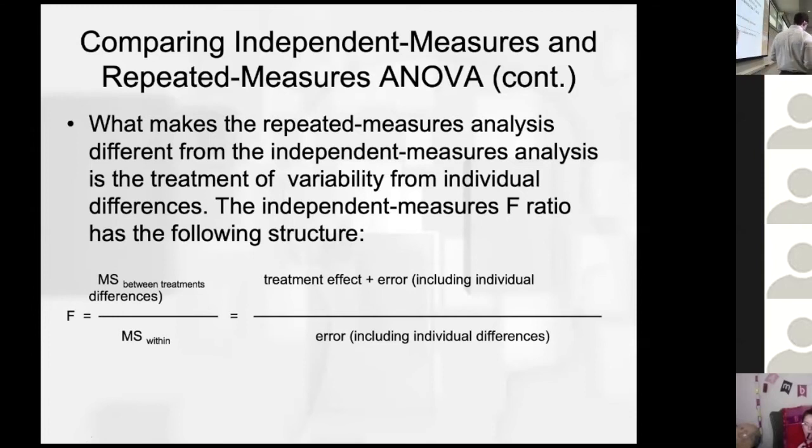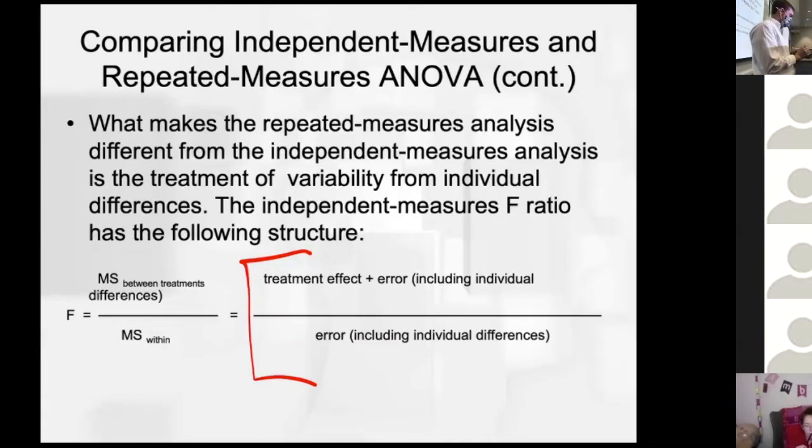But again, what makes this different is that we have to remove that variance inherent to those individual differences. Right? So whereas for the traditional one we were using had the treatment effect plus the error, which was going to include those individual differences, divided by the error, which included those individual differences, we're going to be getting rid of those individual differences with this repeated measures. And so this is going to be essentially just that remaining error.